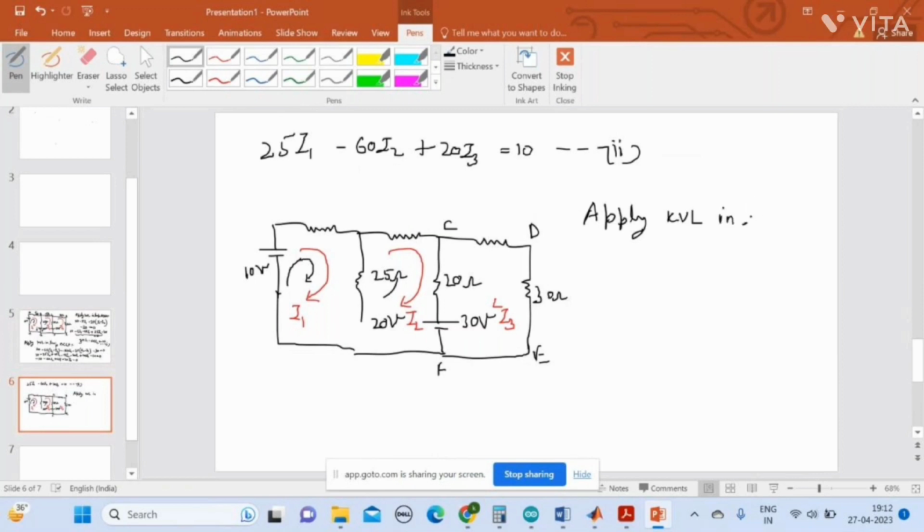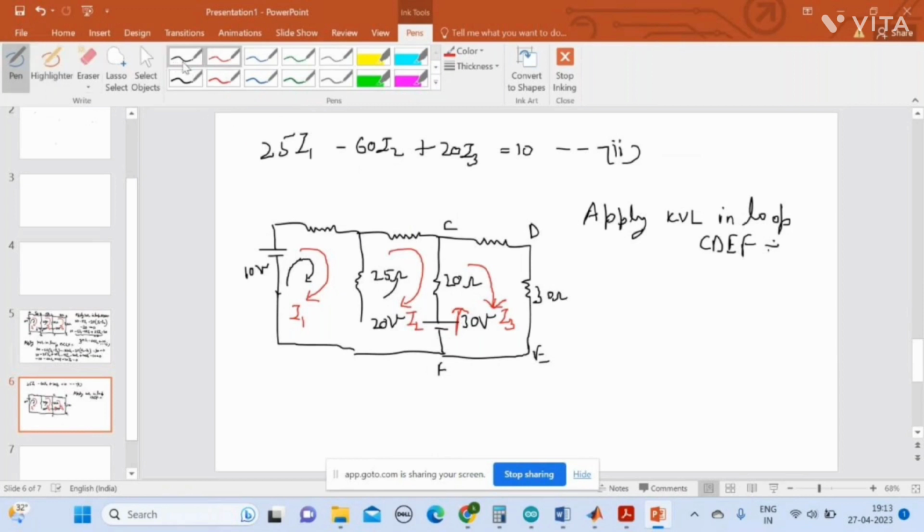So what will be the equation? Here you can see the current that we have considered in this loop is I3. So we will take the direction of I3. So I3 direction will be like this. So across 30 volt, the direction of current is from negative to positive. Gain is occurring.